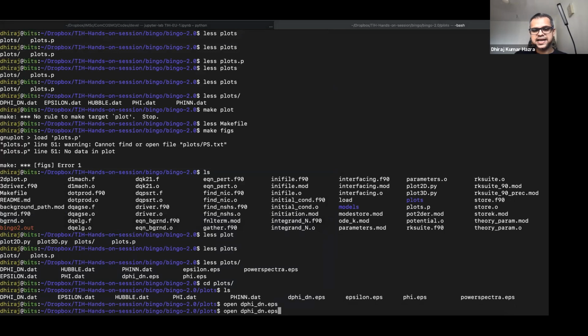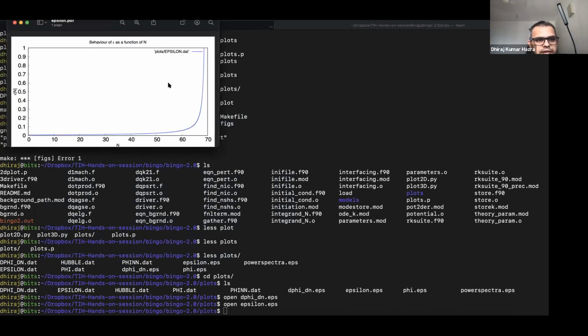Now let's see epsilon. This is the slow roll parameter. Can somebody write what the slow roll parameter is? What should be its magnitude? Epsilon, whether it is 10, 100, 1.1, 10 power minus 2. We discussed it yesterday, right? Very, very less than 1. Good.